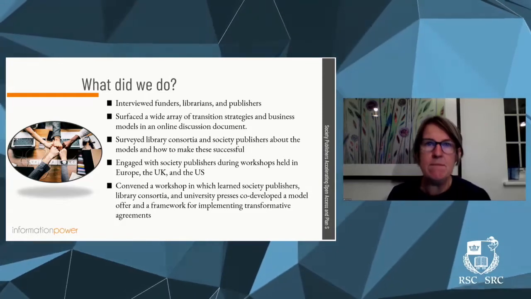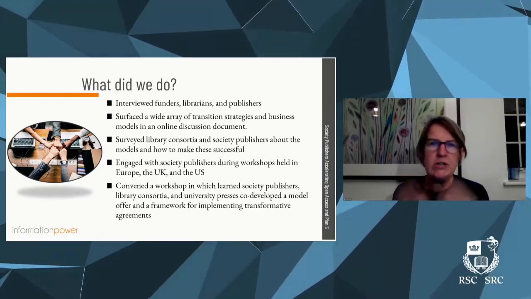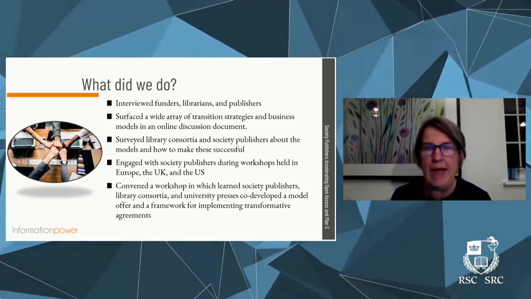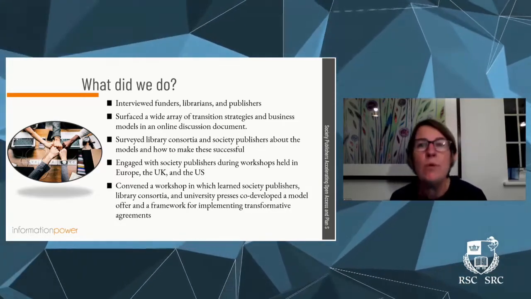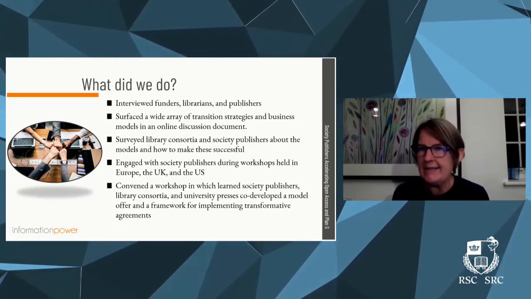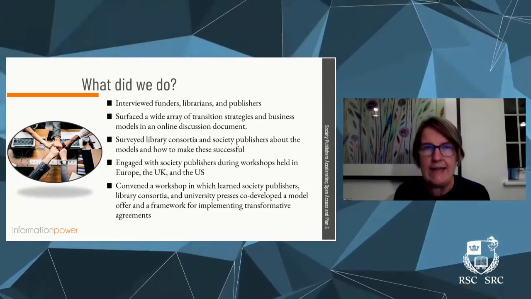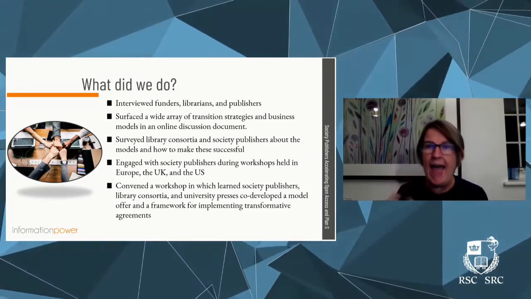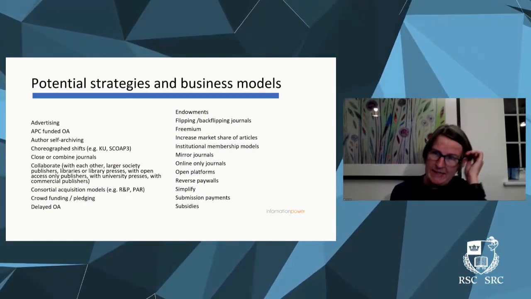We then surveyed in a more systematic way library consortia and society publishers to find out which of those 27 models they tried already, which worked, which wouldn't work, which could scale, and what they thought they needed to make successful transitions. We then focused in on some workshops, and in particular, these open access transition agreements, which emerged as the most promising transition model. We did some really in-depth work with libraries, library consortia, and society publishers to develop principles and, again, the toolkit for implementing that model. So what are those 27 business models?